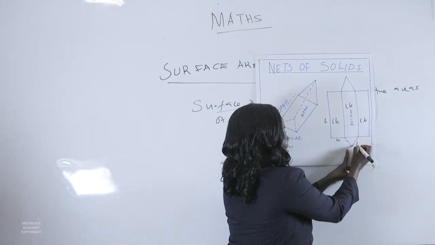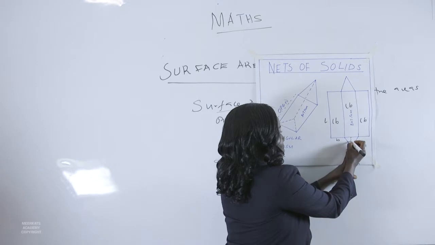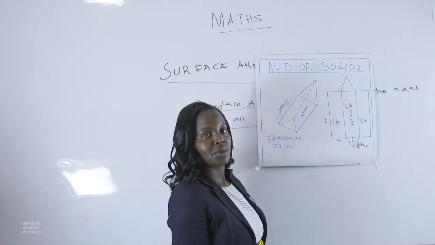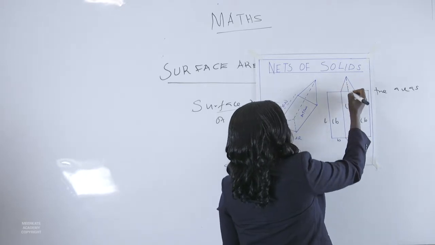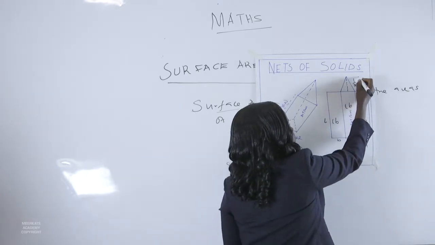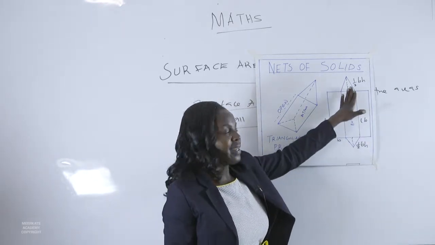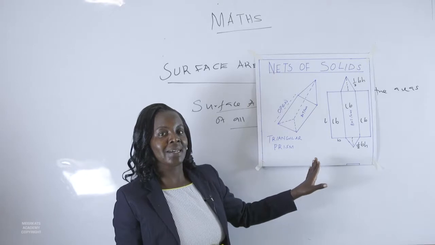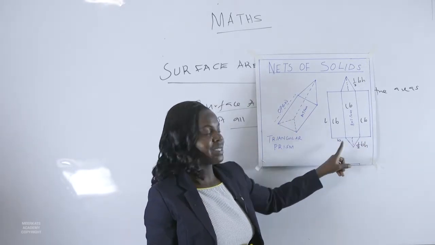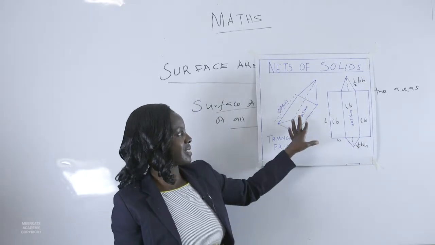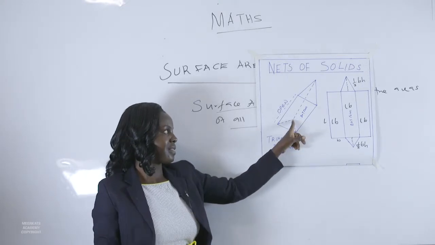And how do you find the area of a triangle? Half base times height. That means you're supposed to know the height. You also find the area of that triangle. Then we can add all the areas of the different faces together, and we'll have the surface area of this solid.